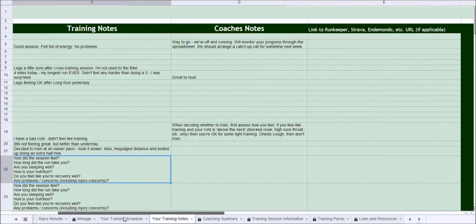And then to the right of the coach's notes column, we've got an additional column where the person being coached can enter a link to their RunKeeper, Strava or Endomondo, etc. activity. So if you like to use RunKeeper to monitor your runs and to log your activity, then simply put a link to each of the activities down here, and then your coach can drill down further and view the detail of that activity.